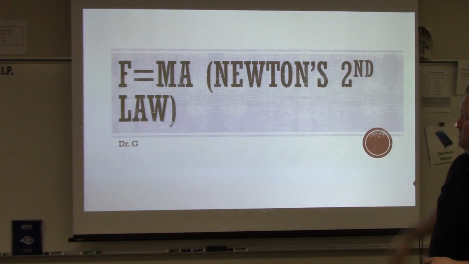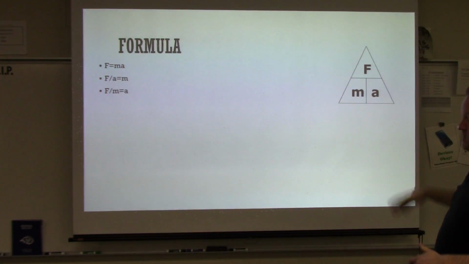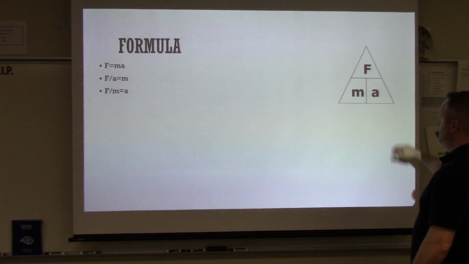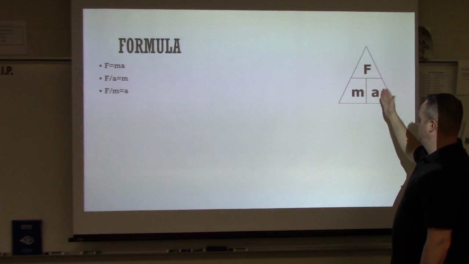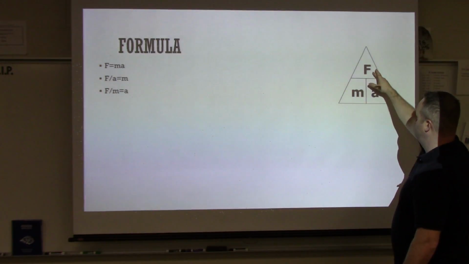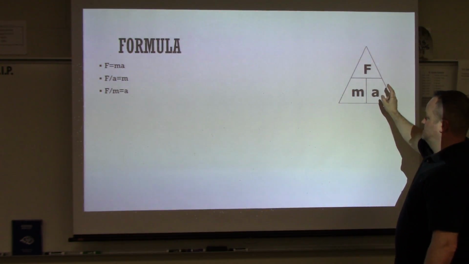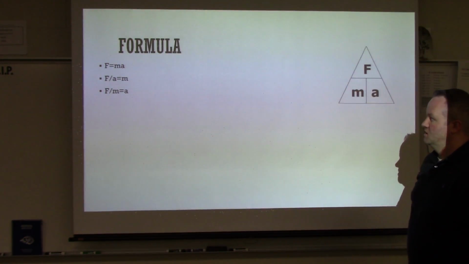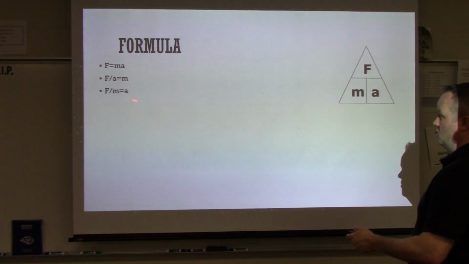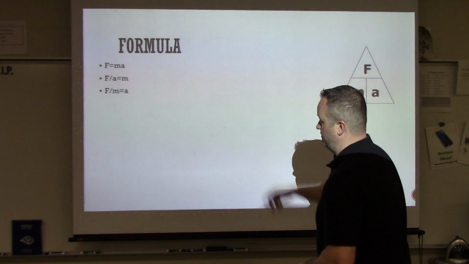So the first thing to know is what the formula actually is, and here you can see the triangle. So this means that force is mass times acceleration. You could say that mass is F over a, force over acceleration, or acceleration is force over mass. So you need to be able to use all three variations of the formula, which are also listed right over here on the left.